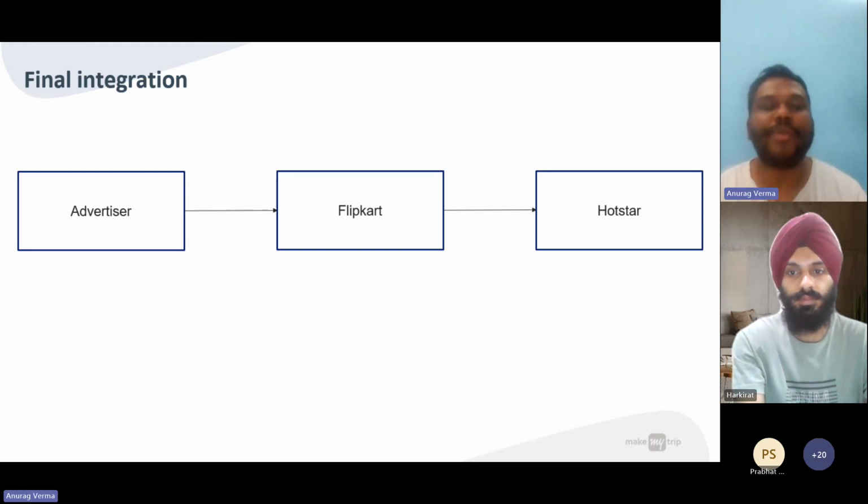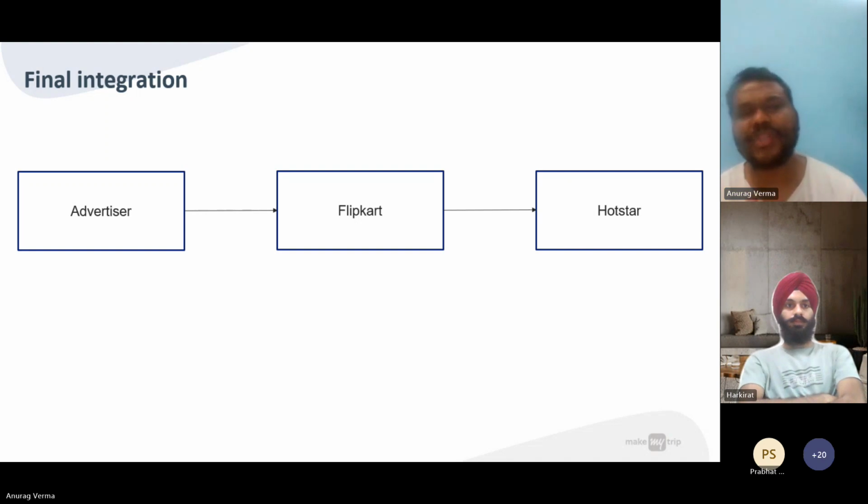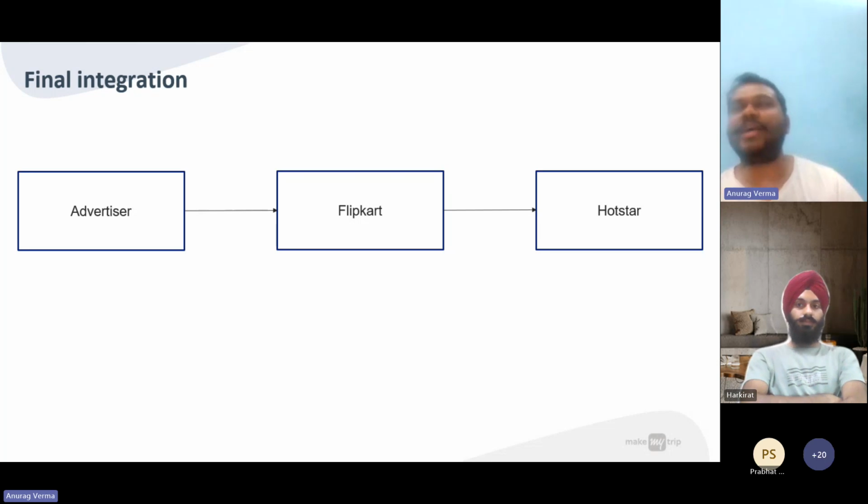So Flipkart built a console where an advertiser could come and onboard their ads. We built a custom integration with Flipkart. So an advertiser would onboard their ad campaign on Flipkart. When they're onboarding, they would say things like, hey, I want to target expecting new mothers, or I want to target people who buy a lot of electronics. That kind of audience information only Flipkart has, right?